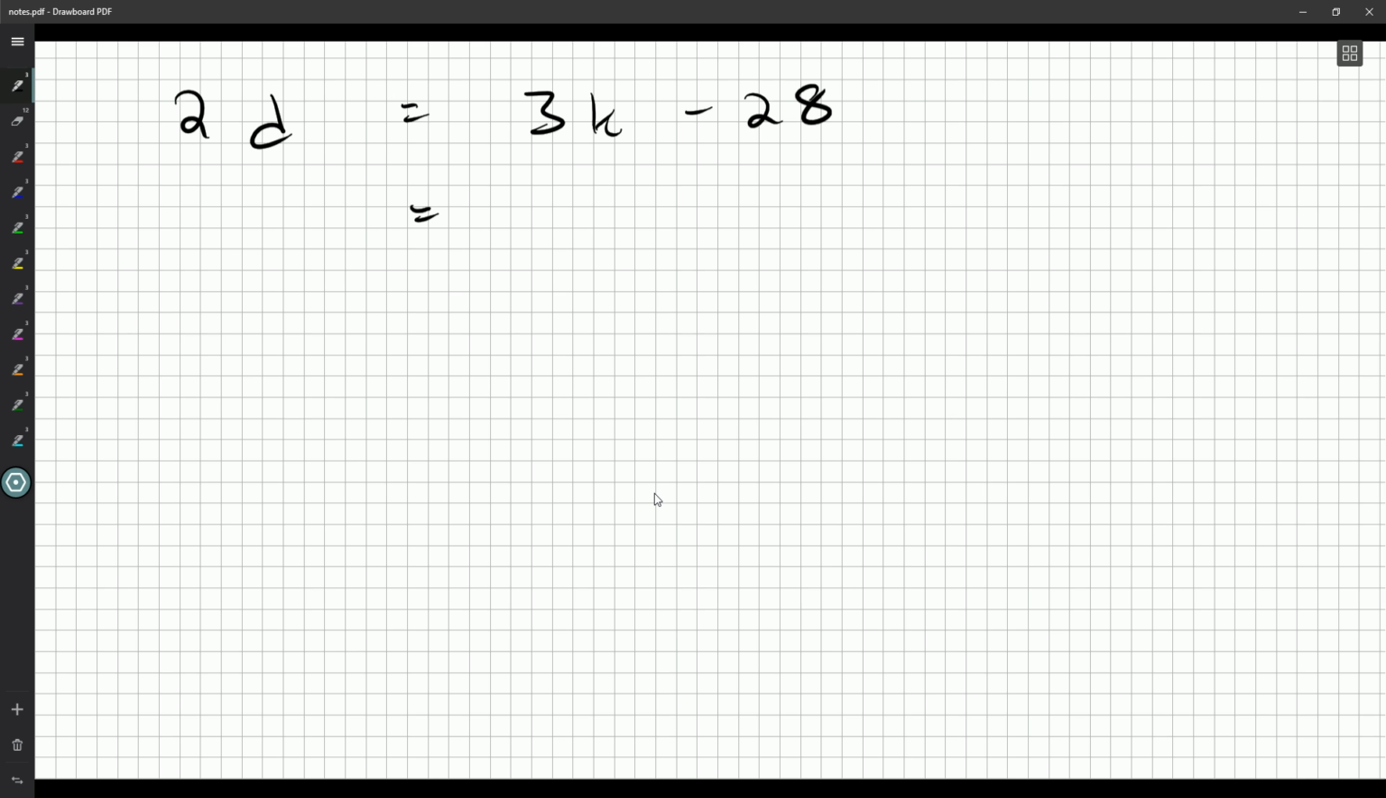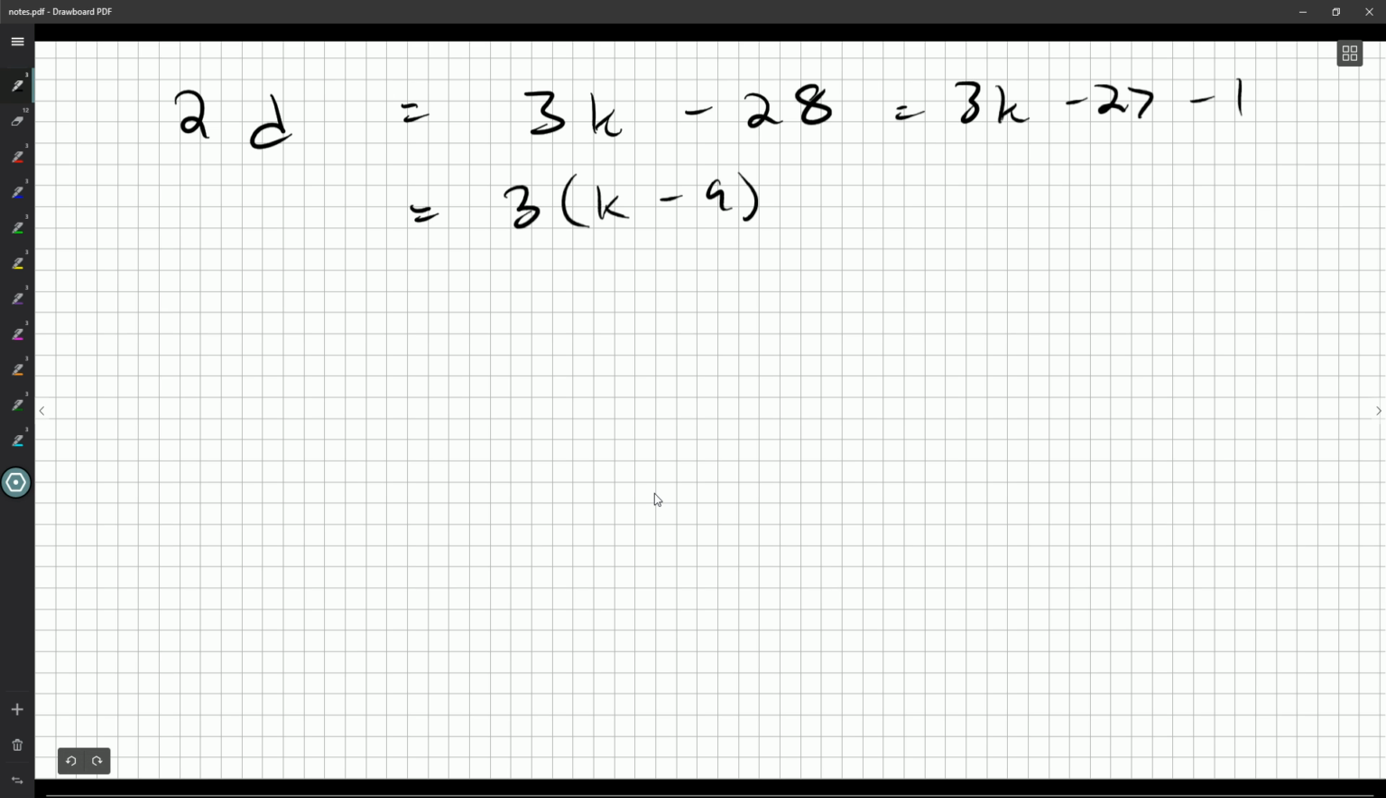Well, I definitely could still, I guess, pull out a 9 here. So I'll rewrite this as 3K minus 27 minus 1. And say something like 2D plus 1 has to be a multiple of 3. That seems to need to be true. Okay. So what possible values for D could we have?